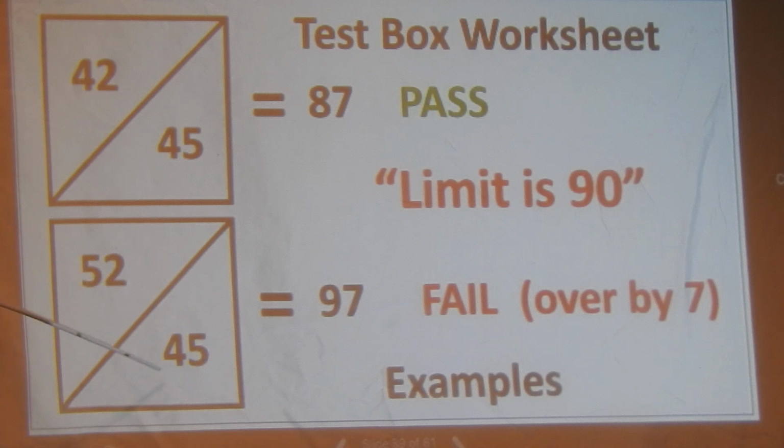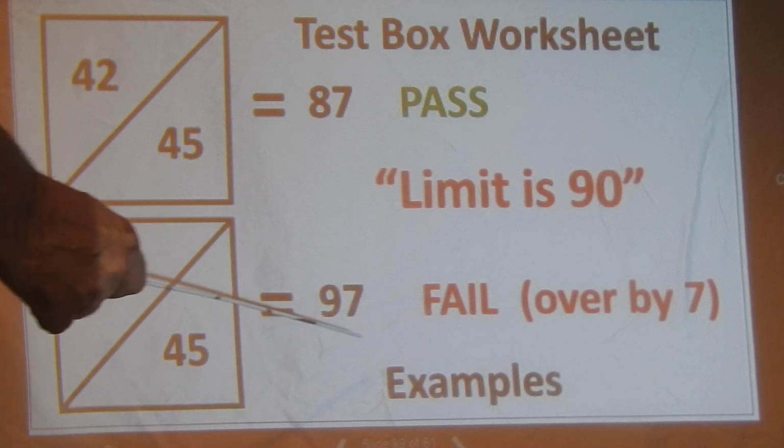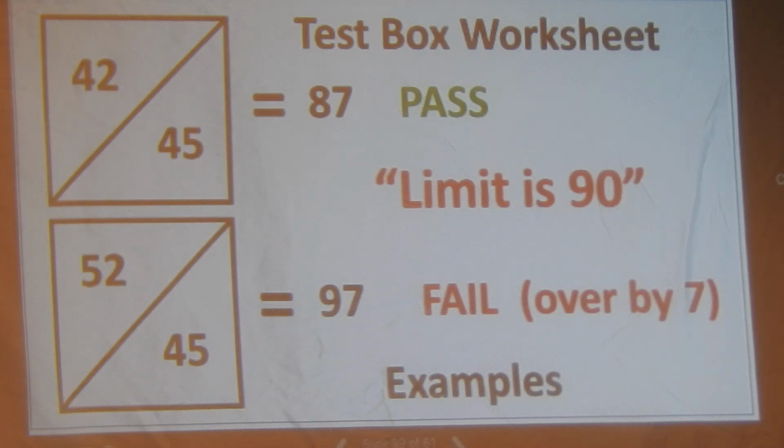This example, where we have a 45-degree sector test, measured 52 degrees, so that total would be 97. This would be a fail, a fail by a number of 7 degrees. So that would be a fail.